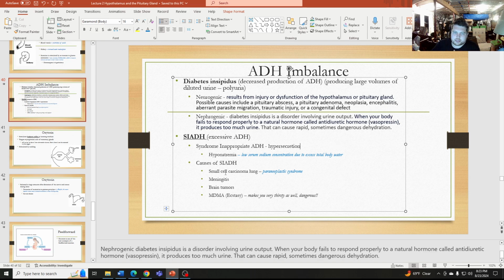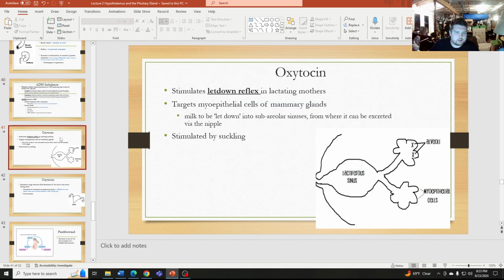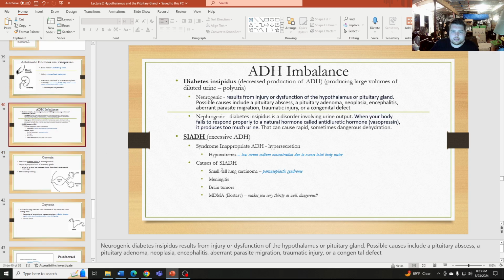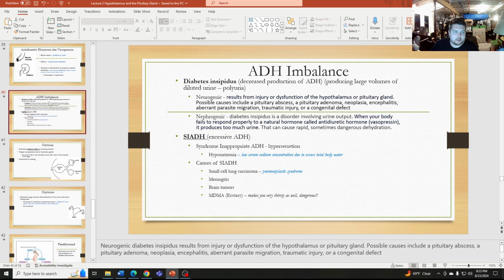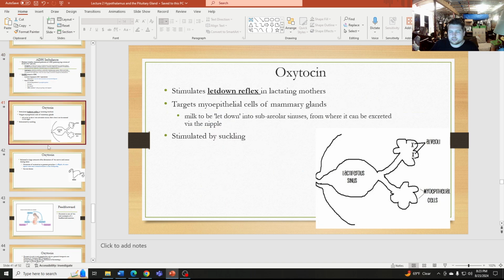Some of the causes are conditions like small cell lung carcinoma, meningitis, brain tumors, or the drug ecstasy. And you'll go more in depth into each of these in systems pathology courses in the future.